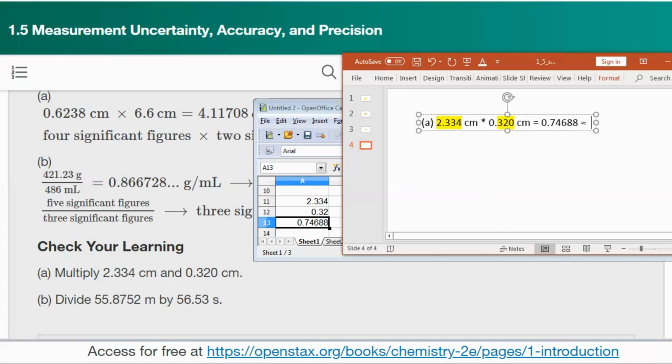So that's the first significant figure, the second, and we have one more. So should the 6 remain a 6, or should it be rounded up? Because the number adjacent to it, adjacent to the last significant figure, is 8. We round up, and so that should be a 7.